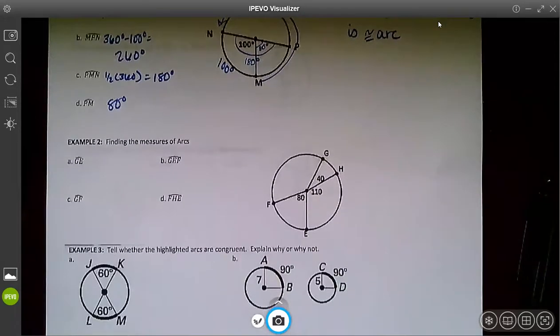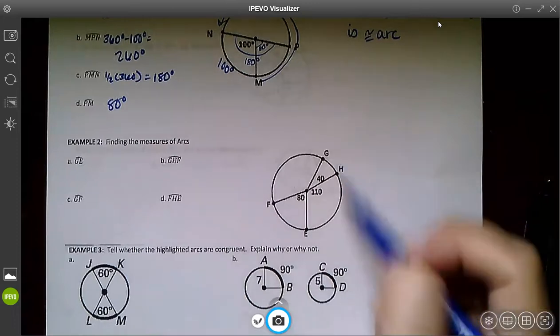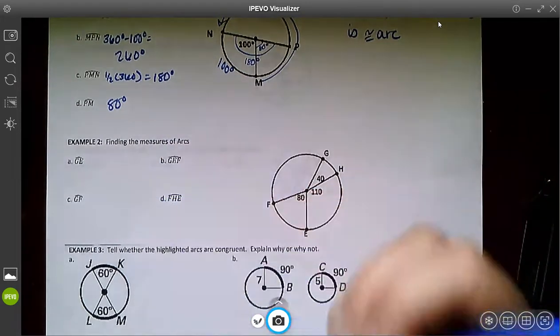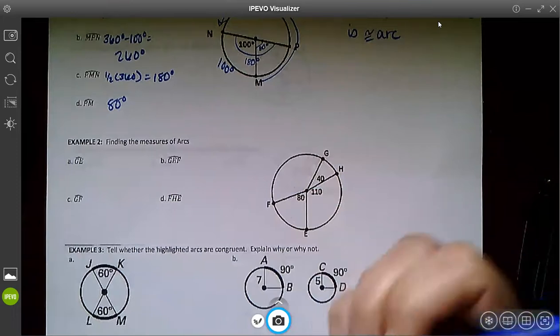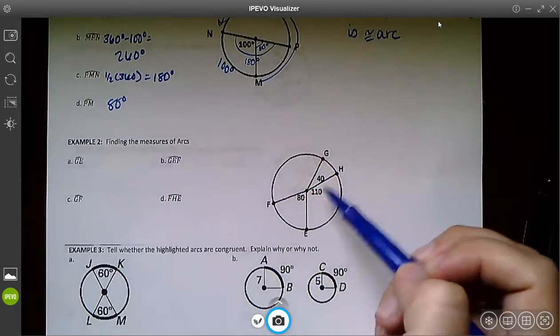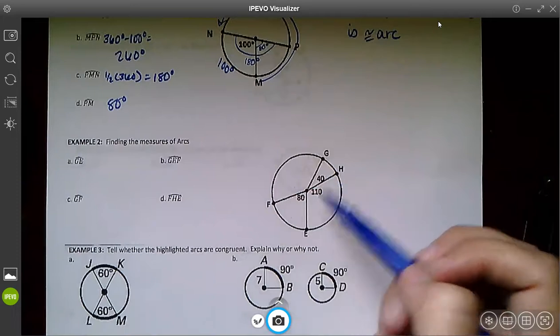Example 2, more finding measures of the arcs. Assuming that is the center, which is what we're told to assume here. Arc GE, G to E. If it doesn't have a letter in between, then it's assuming the shortest distance from G to E. So this could also be GHE, but GE is going to be 110 plus 40, which is 150.